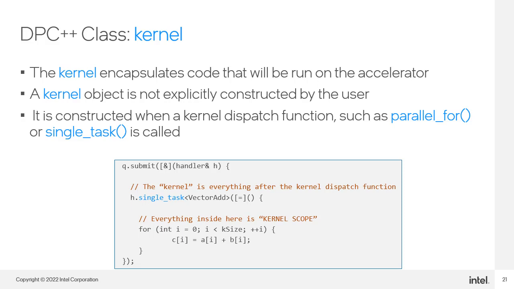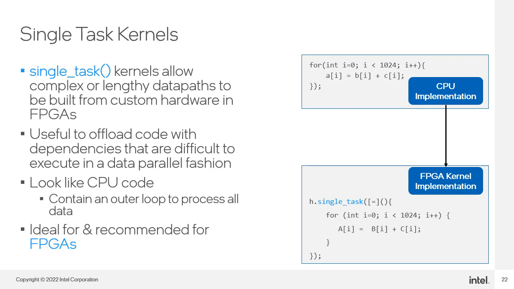Notice that the kernel scope begins right after the curly brace is opened. Thus, the simple vector addition will be handed off to the accelerator device for execution. The single_task kernels are those that are constructed with the single_task dispatch call. These kernels allow complex, lengthy data paths to be built from custom hardware in FPGAs. They are useful when we intend to offload code with dependencies that are difficult to execute in a data parallel fashion. Since FPGAs shine in algorithms like this, this becomes the ideal and recommended kernel for FPGAs.